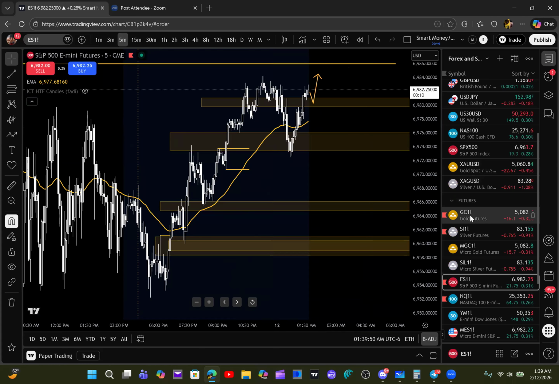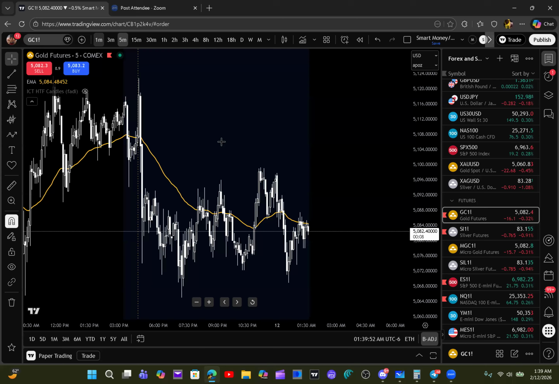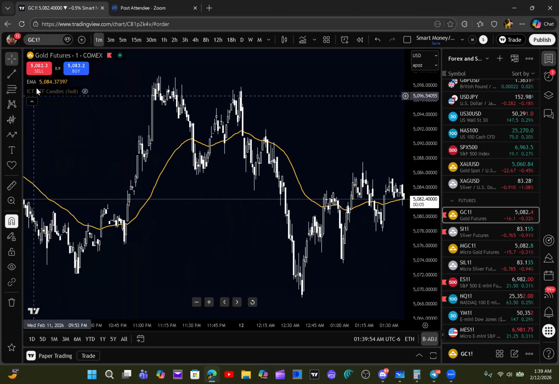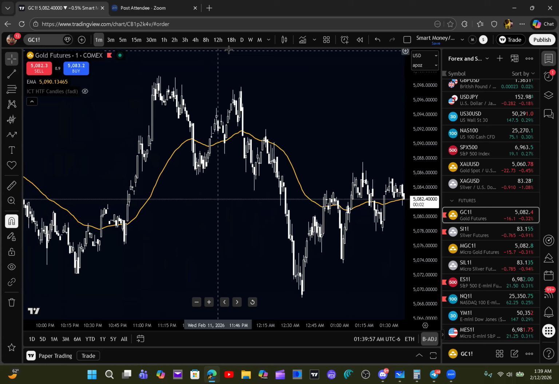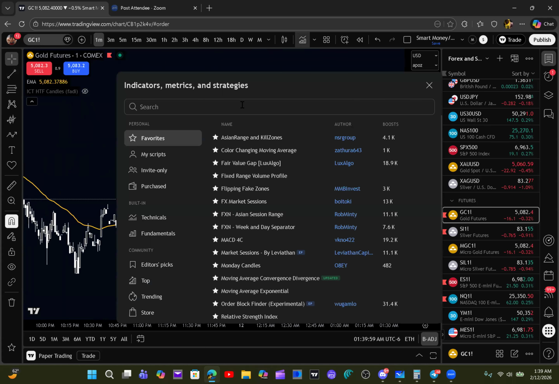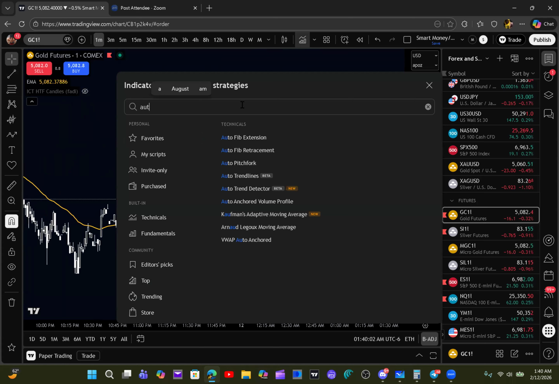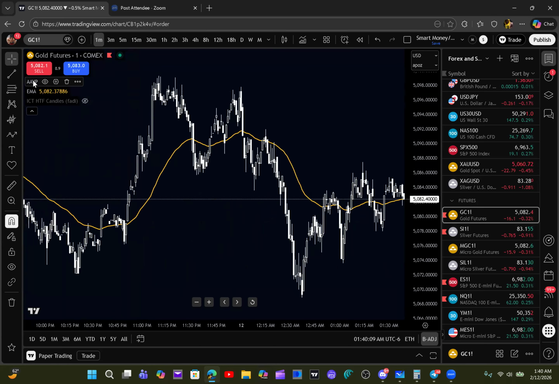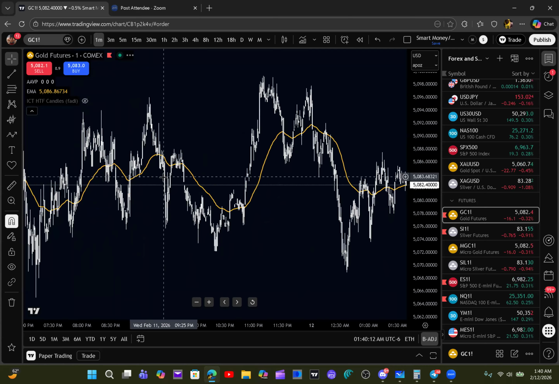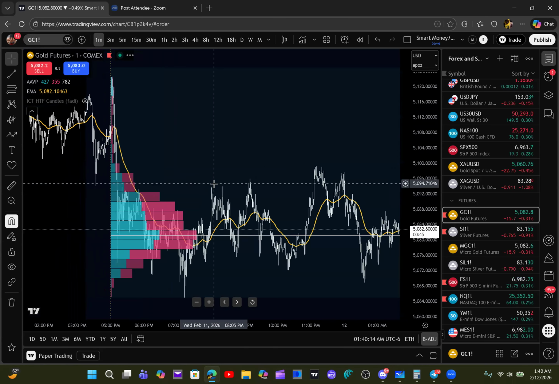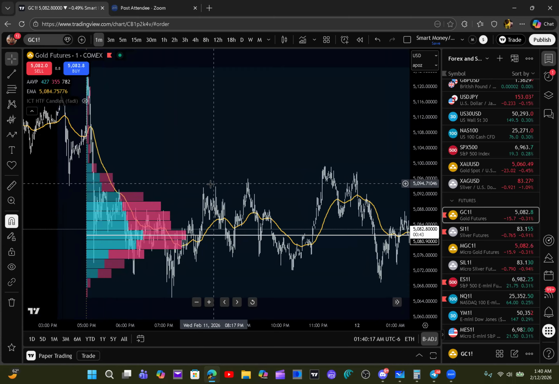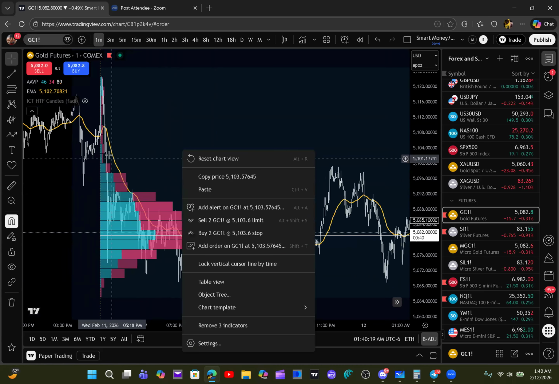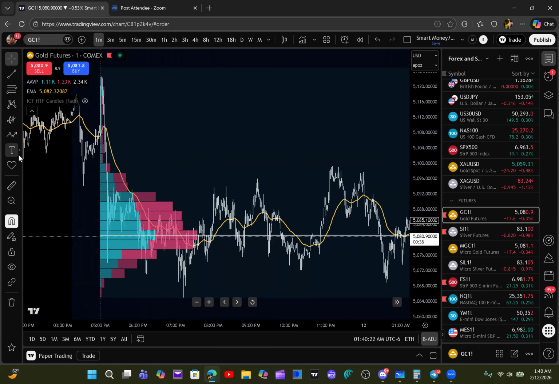What about gold and silver? Gold. Let's look at gold on the 1. Oh, I deleted the... Hold on, let me put it back on. Auto anchor volume profile. I should have added it to my favorites. All right, so here, this is the 1 minute. You got a low volume node here. It's a small one. Right here.